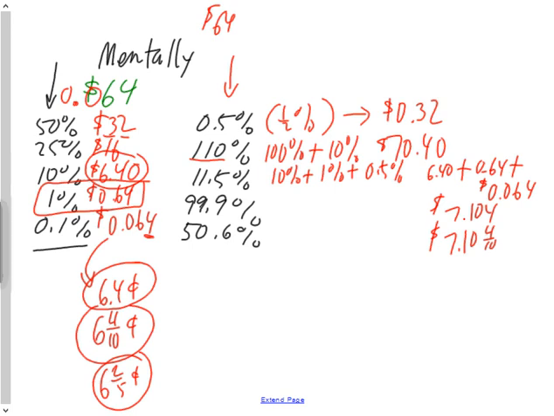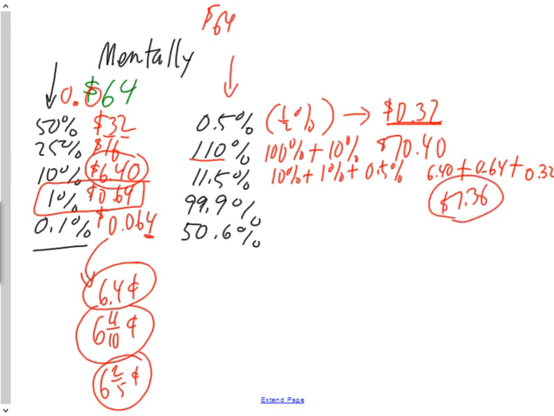Oops, my bright students have notified me that I did not use a tenth of a percent, I used a half a percent instead. I should have used 32 cents. So I'll put that here. Add those together, I get $7.36.